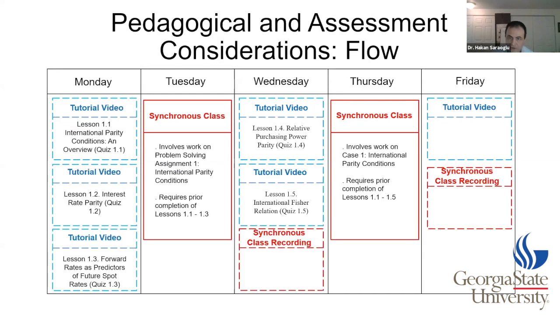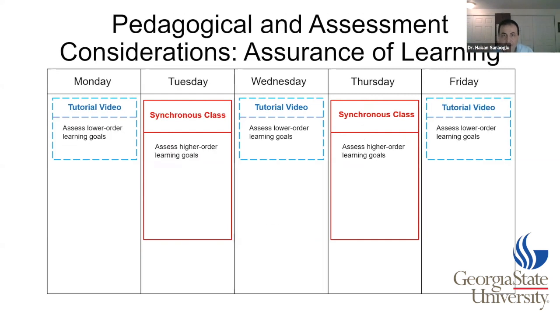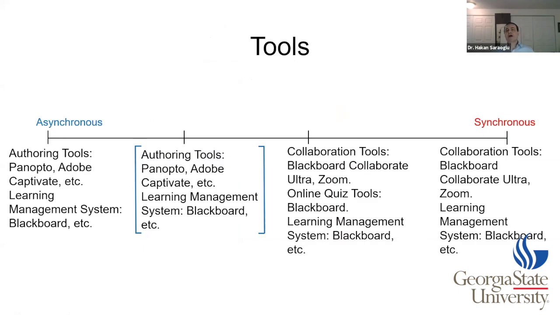I'll go back to the previous one. Notice the Thursday lecture now involves a case study, which requires prior completion of all the lessons, which builds through time on the previous thing. So here's the flow again, things building on each other, carefully combining that balance between synchronous and asynchronous. And just to highlight, tutorial videos assess lower order learning goals. This is from Bloom's taxonomy, and then higher order learning goals, which we saw in the previous slide. So now you may ask, what are the tools that we can use to do these?